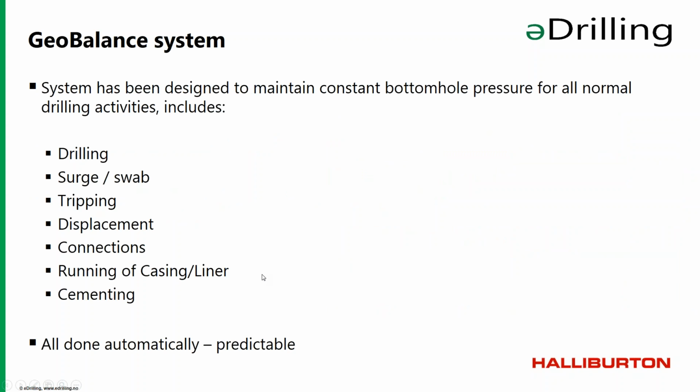The GeoBalance system has been designed to maintain constant bottom hole pressure within plus or minus 2.5 bar for all normal drilling activities. These include drilling, surge, swab, tripping, displacement, connections, running of a casing liner, and cementing. All of them are done automatically, which means that they're predictable. You're not dependent on good communication between a driller and a choke operator. It's done automatically, and it will be done the same every time.